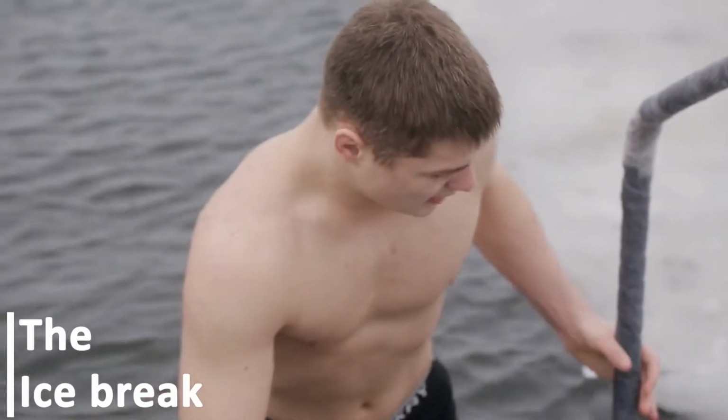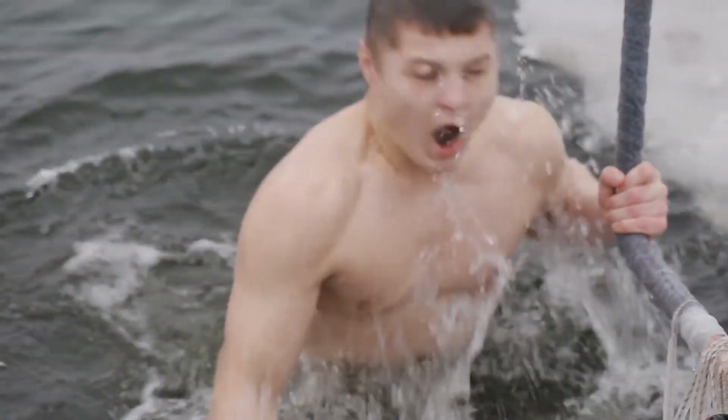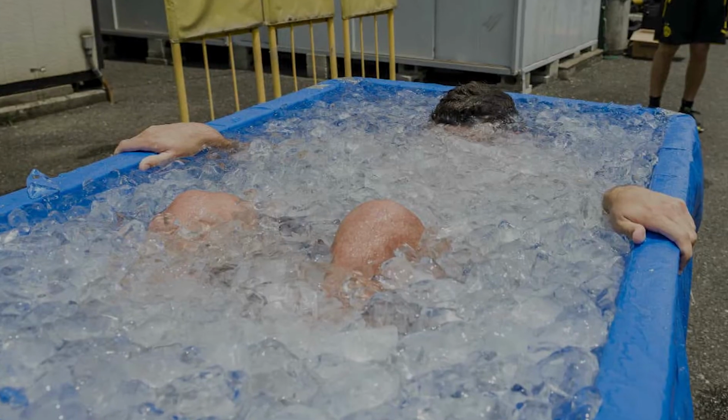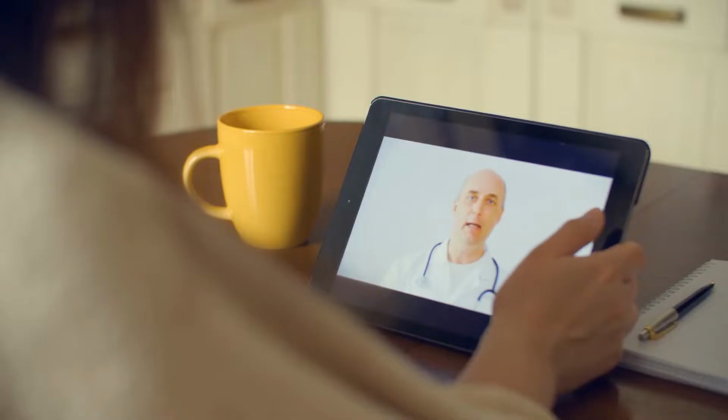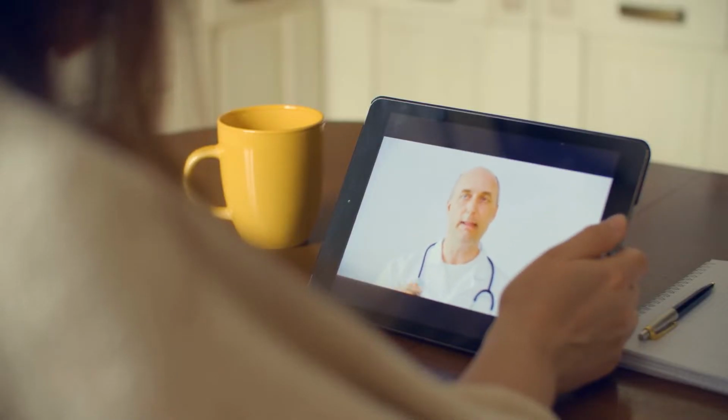The ice break. If your knees hurt after a run, try icing them. Many professional athletes adopt a strategy that involves sitting in freezing water for 5 to 10 minutes, or more if tolerated. It is recommended that you get medical advice before attempting this.